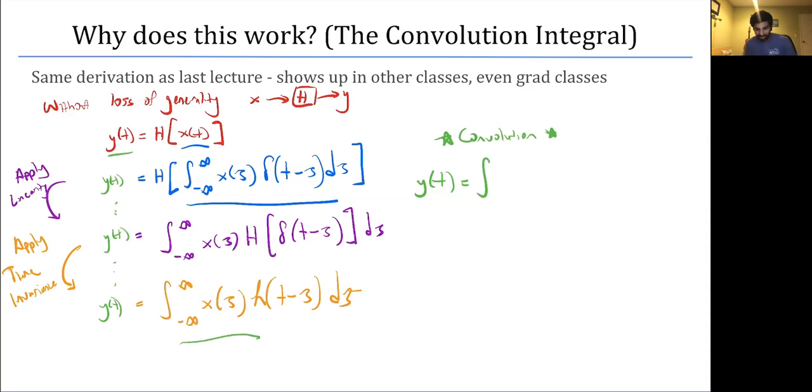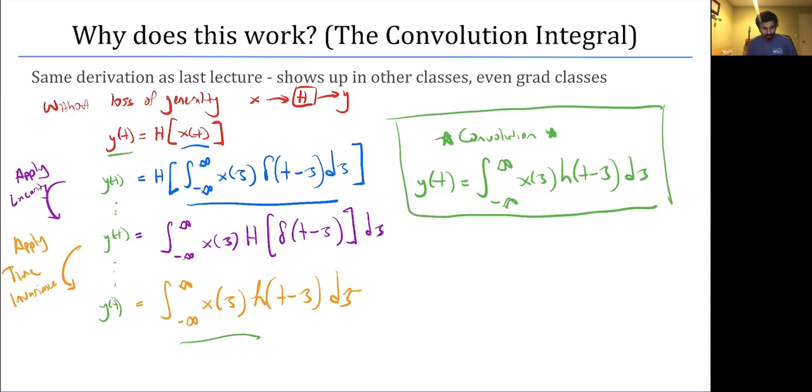What's down here? That's the integral from minus infinity to infinity of x of tau h of t minus tau d tau. And this is known as the convolution integral. What this does is it tells me that if I have an x going into some system h, it will give me an output y, and that's described by this integral form, which we call convolution.